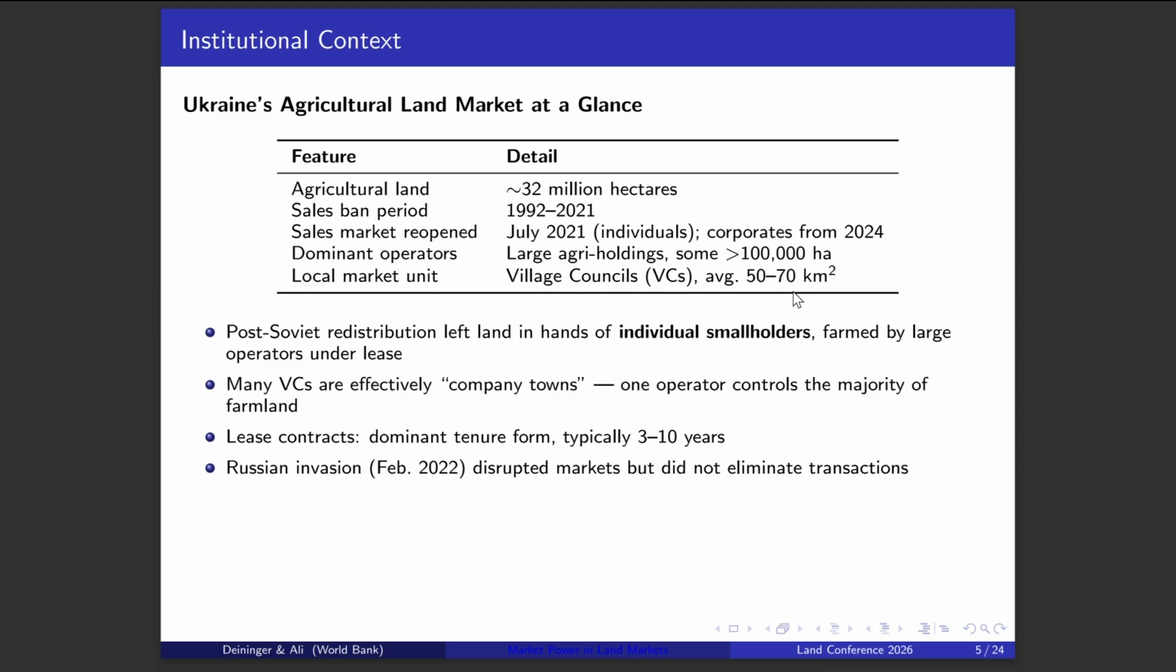So the relevant market unit in our analysis is the village council. That is the smallest administrative unit, averaging about 50 to 70 square meters. And there is also the Russian invasion that started in February 2022 that disrupted the market, but did not eliminate transactions.